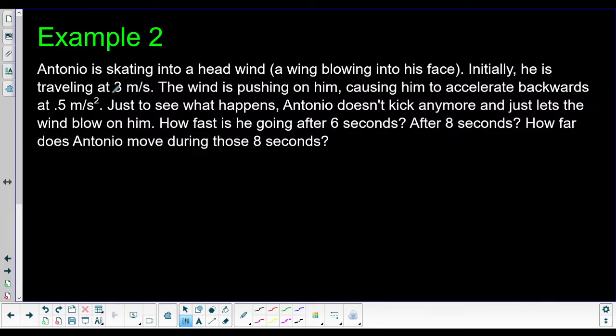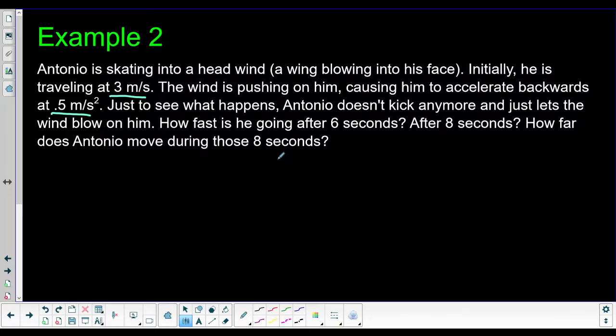Initially, Antonio is traveling at 3 meters per second. The wind is pushing on him, causing him to accelerate backwards at 0.5 meters per second squared. That sounds important. Just to see what happens, Antonio doesn't kick. He straight up gives up on skateboarding. He's like, I can't do it. He doesn't kick anymore and just lets the wind blow on him. He's going with the breeze. How fast is he going after 6 seconds? After 8 seconds? So we'll also find after 8 seconds. And how far does Antonio move during those 8 seconds?